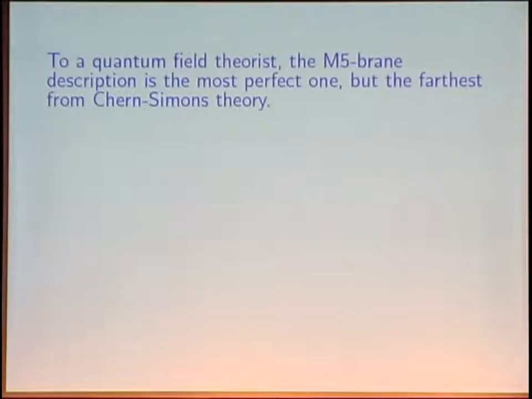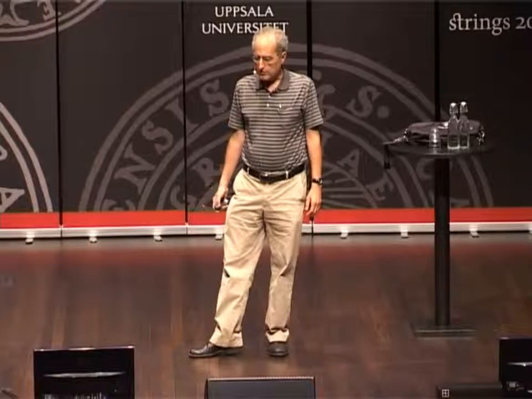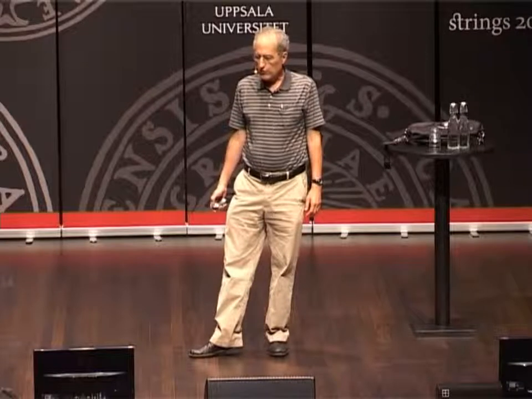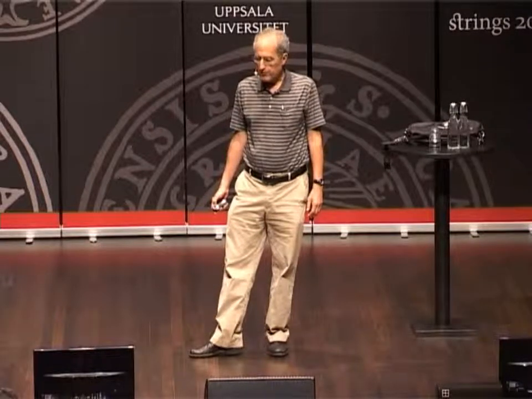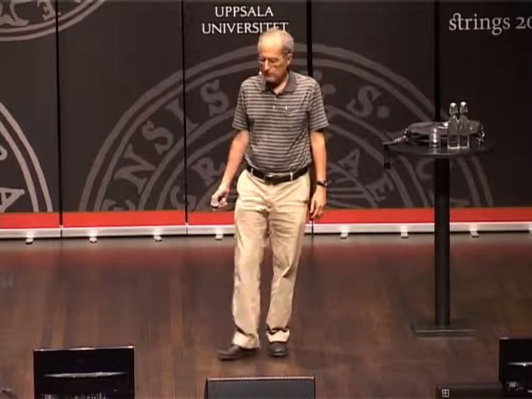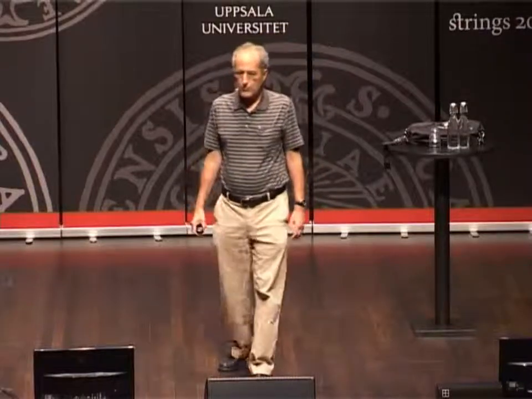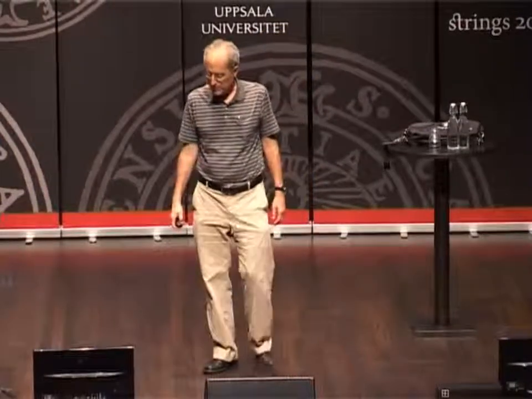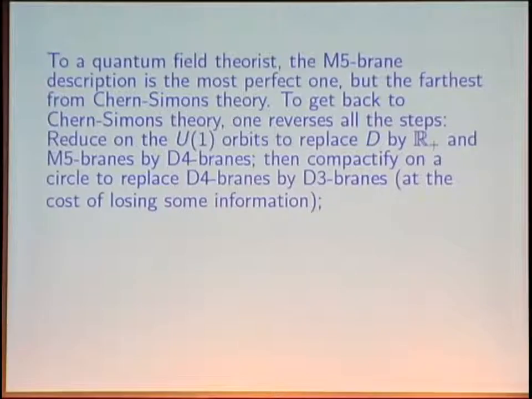Now, to a quantum field theorist, the M5 brane description is the most perfect one, but it's the farthest from Chern-Simons theory. To relate the M5 branes to Chern-Simons theory, you simply reverse all the steps that I explained in the lecture. You reduce on the U(1) orbits to replace D by R plus and M5 branes by D4 branes. Then you compactify on a circle to replace D4 branes by D3 branes. Well, compactify on a circle and make a T-duality.